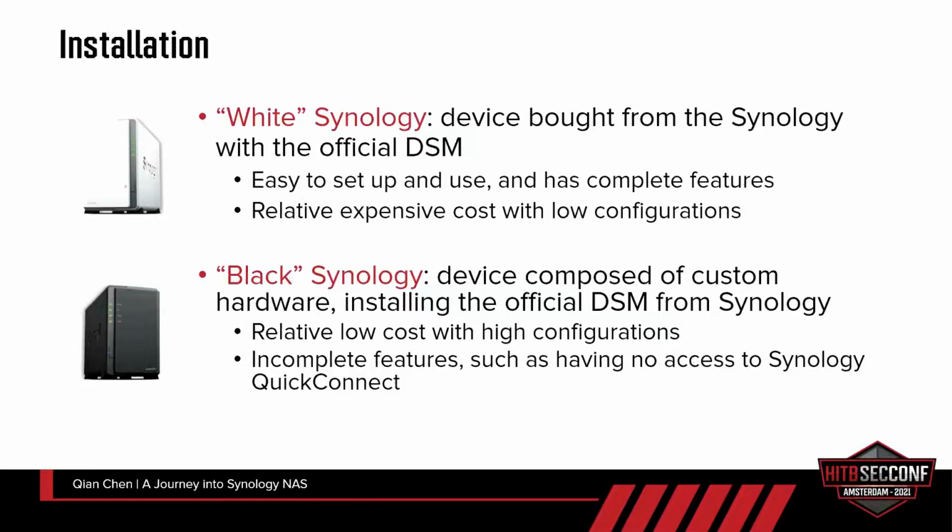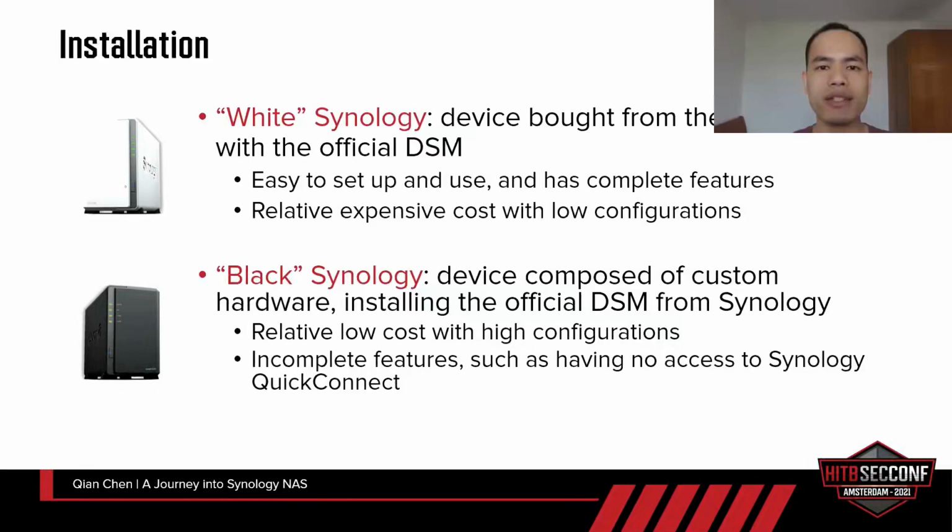Either you can buy a device directly from Synology, also called White Synology. It's easy to set up and use, and has complete features, but may be a little expensive. Or you can assemble a device with custom hardware and install the official DSM, also called Black Synology. Relatively, it's much cheaper and has most features, which is enough for our research.